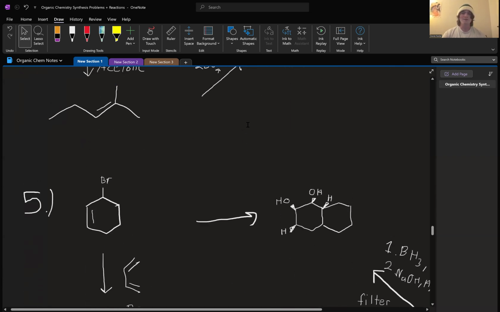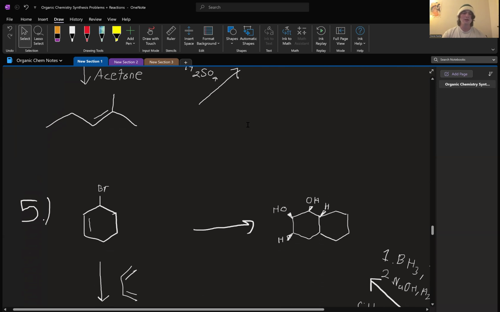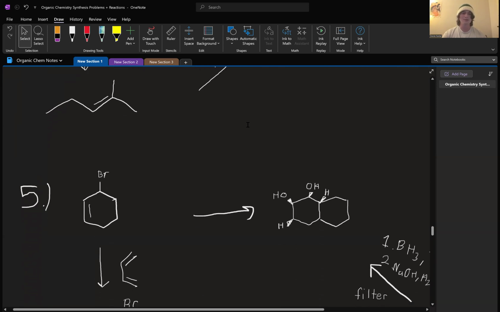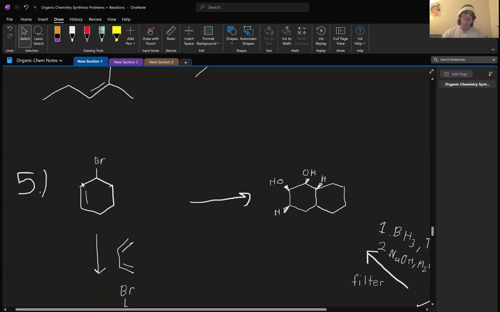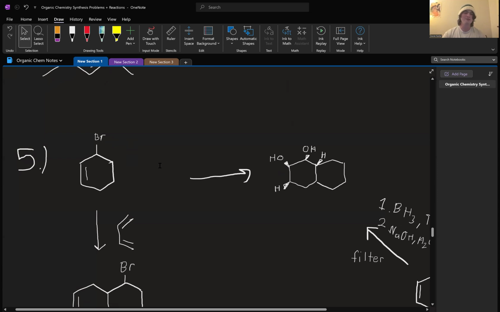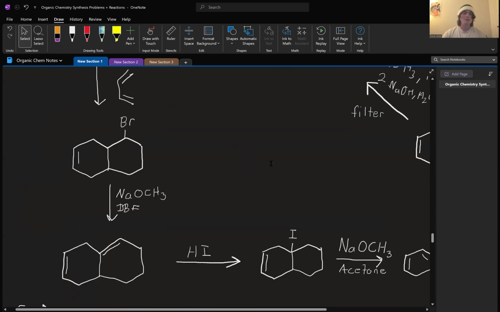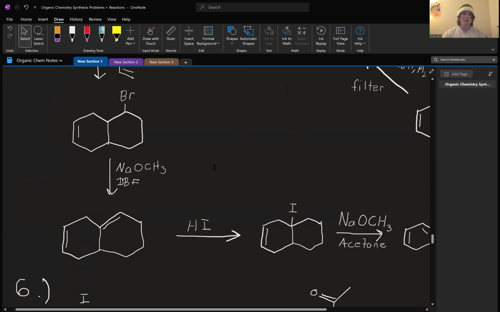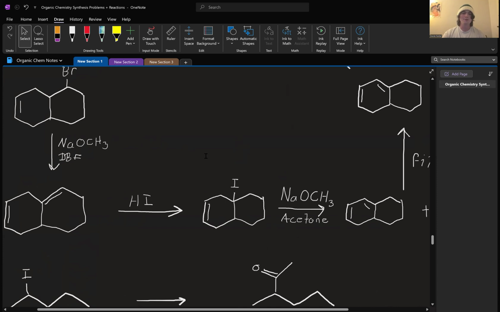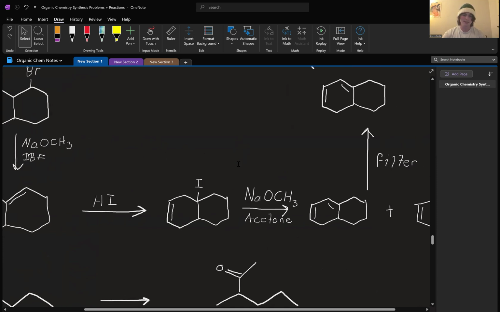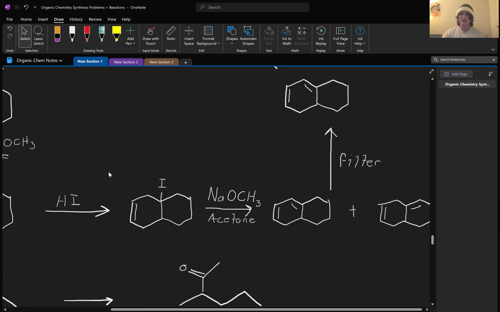For number five, this one is pretty difficult, but this is also another Diels-Alder. So we react the 3-bromo cyclohexene with a diene, and the diene can create the naphthalene with the bromine on the second ring. Then we can do elimination of the bromine, a Zaitsev elimination to the more substituted carbon. We can then use a hydrohalogenation reaction using HI in this case. Could be HCl, HBr, or HI, doesn't matter. Just remember, not HF, because fluorine's a poor leaving group.